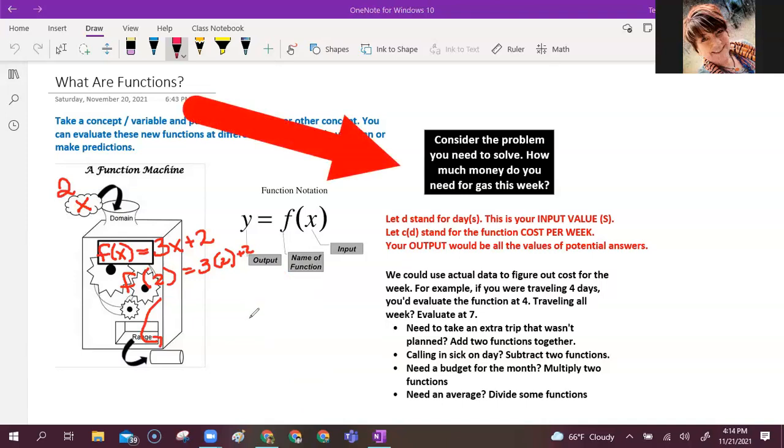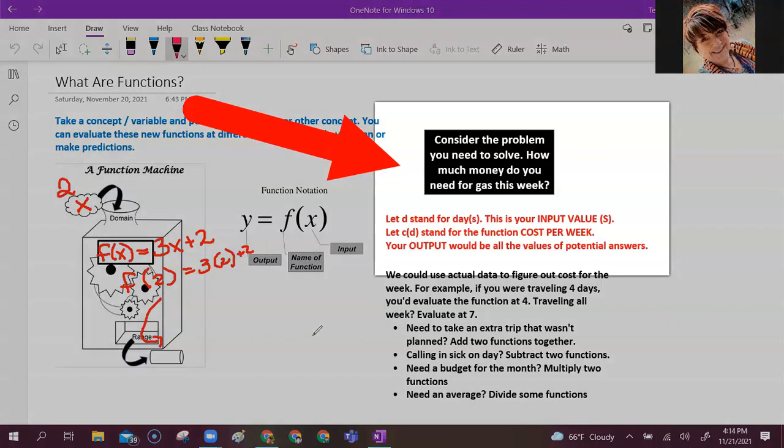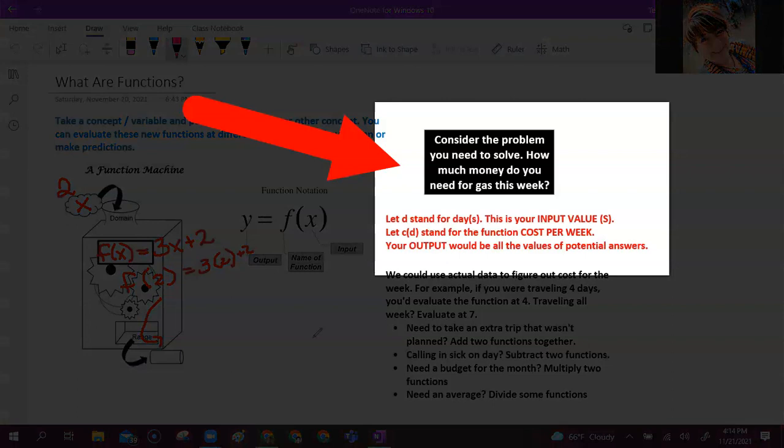Okay, so we're going to consider a real world example of this. What's our problem? We need to know how much money we're going to need for gas this week. So we're going to start with what we're going to throw in there, and then we're going to figure out our function and then go from there. What we're going to start with is D. D stands for our days. That's our input value.